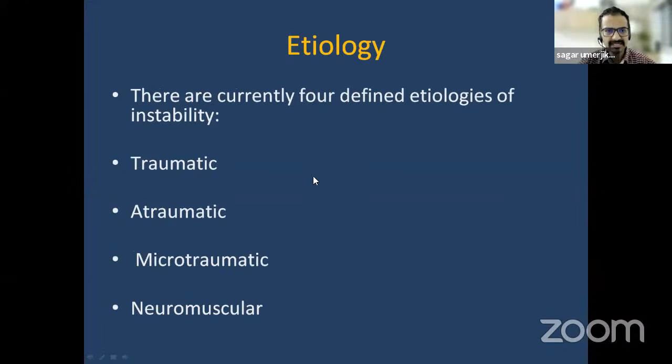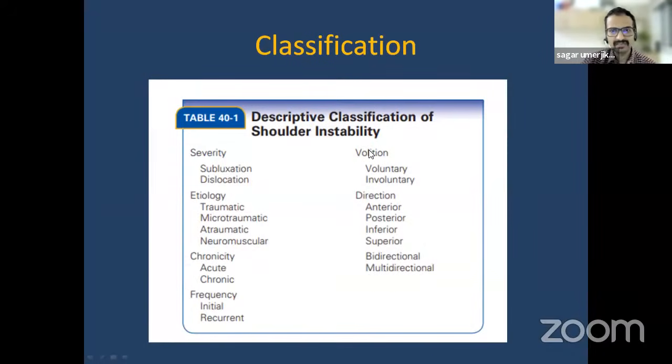Etiology is basically classified into traumatic, atraumatic, microtraumatic and neuromuscular. Traumatic is the most common one and neuromuscular the least common. The classification is basically descriptive, and can be divided based on severity, etiology, chronicity, frequency, volition, and direction. So the classifications are multiple.